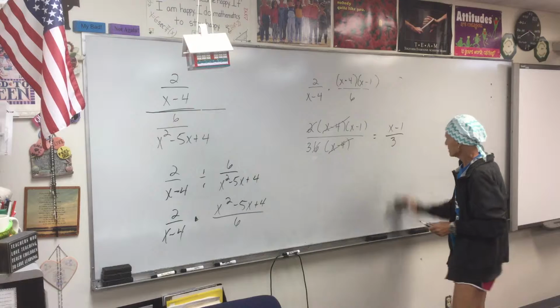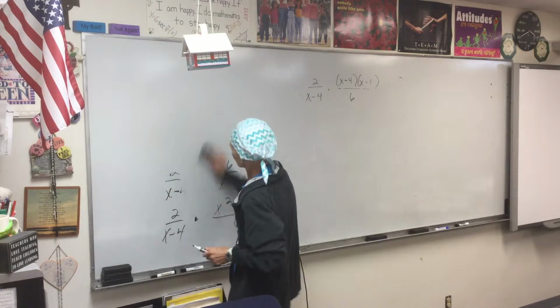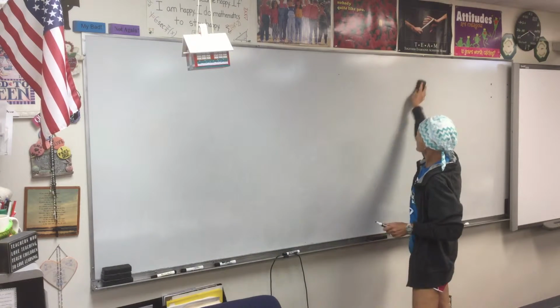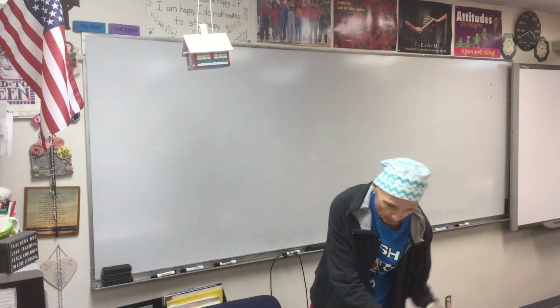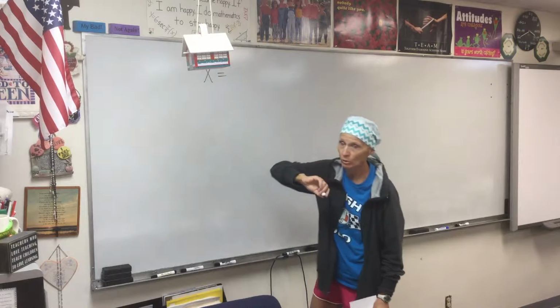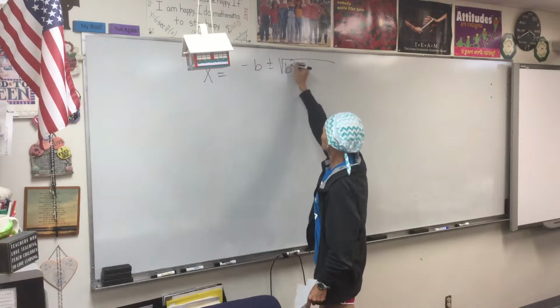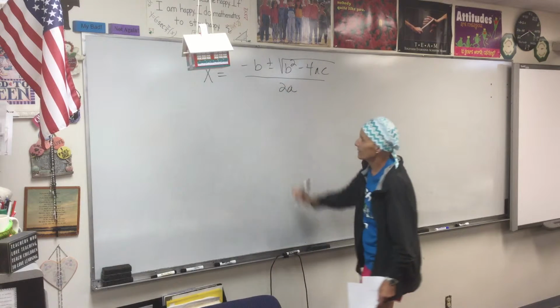Okay, now we're going to spend a little bit of time with the quadratic formula. Now, all good Algebra 1 students know the quadratic formula. We're just going to practice a couple of problems with it. So first of all, here is the formula. X equals negative b plus or minus the square root of b squared minus 4ac all over 2a.